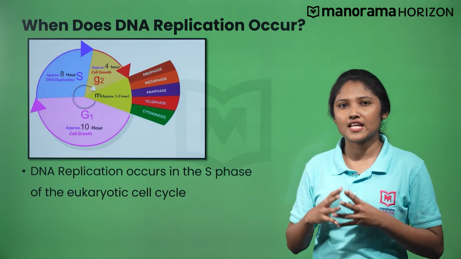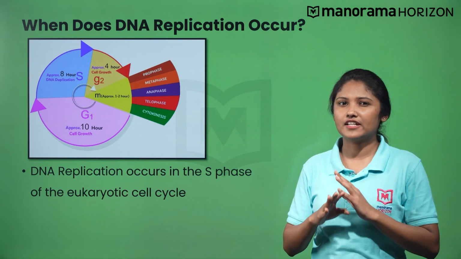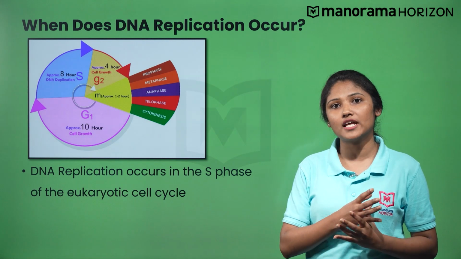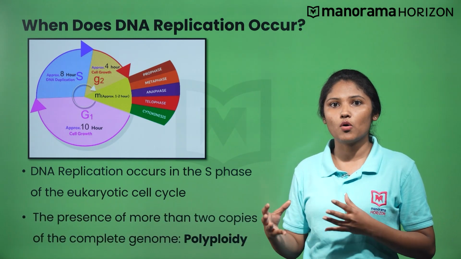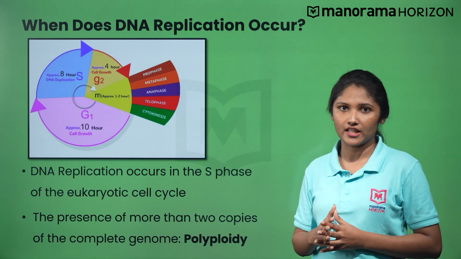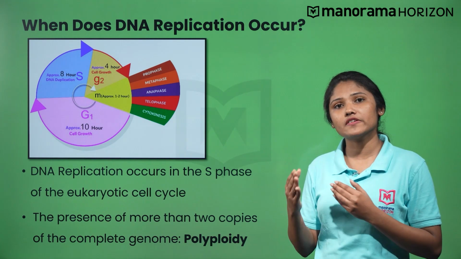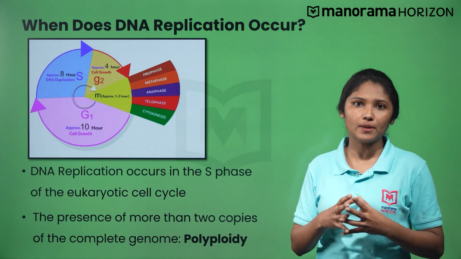Once DNA replication has occurred, the cell must divide into daughter cells. If it does not occur, the cell would not have the doubled DNA content. The presence of more than 2 copies of complete genome is called polyploidy. So, the absence of cell division after DNA replication gives rise to polyploids.